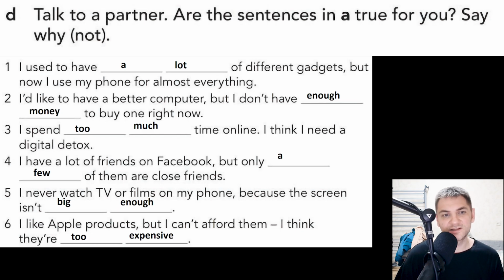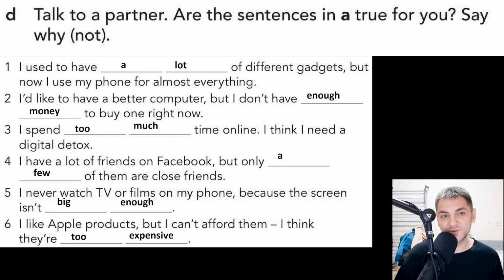Sentence 6. I like Apple products, but I can't afford them. I think they're too expensive. Okay, I can actually afford them. It would just use up all my savings, but I don't see the point. Like, what do I need an Apple product for? To check my messages, really? And when it comes to video editing, Adobe products work pretty well on Windows too. So something like that.